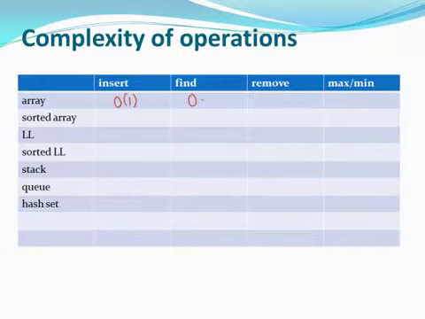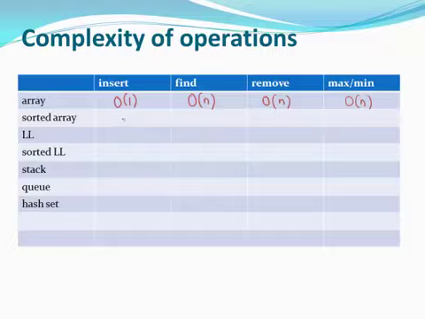Finding something in an unsorted array would require big O of n. It requires us to look through the entire array to find this. Removing something would require for you to look for it. That itself would cost you big O of n. But then you'll have to adjust the array to make sure that the hole is filled. And finding max and min in an unsorted array would require big O of n.